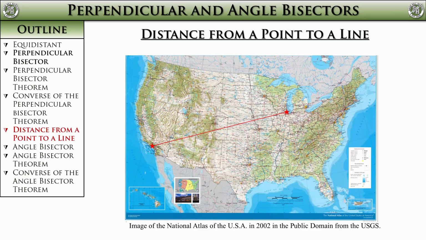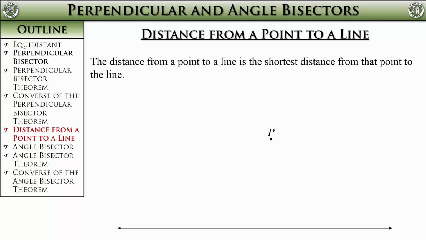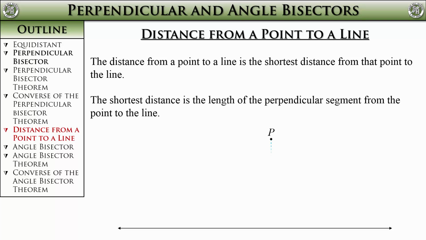No scenic flying allowed. Keeping that in mind, now I want to find the distance from a point to a line. Just like the distance from Los Angeles to Chicago is the shortest distance, the distance from a point to a line is also the shortest distance from that point to the line. It just so happens that the shortest distance from a point to a line is the length of the perpendicular segment from that point to the line. You will see that quite a few times in geometry. When we want to find the distance to something, the perpendicular is always involved.